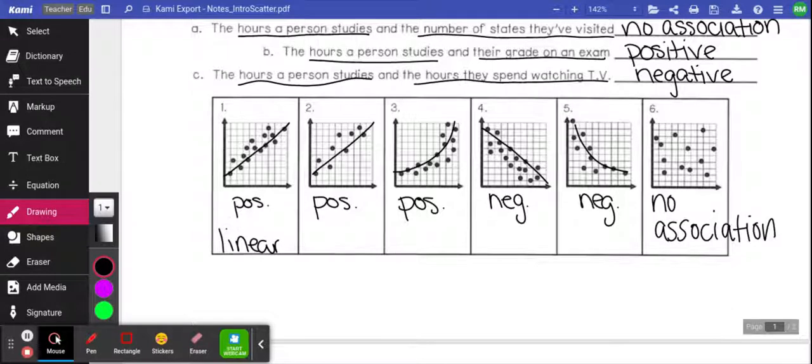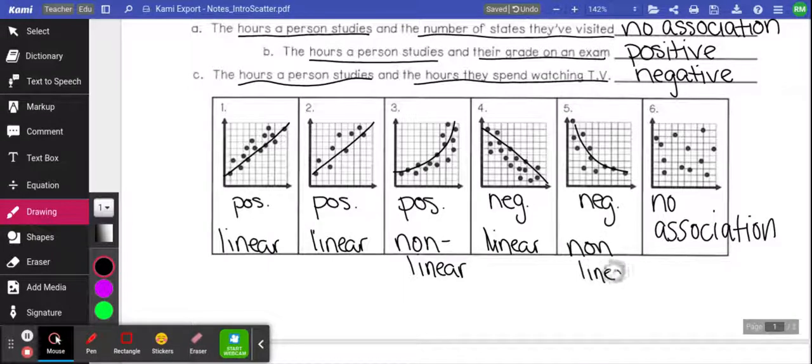Okay. And I drew the lines to kind of help determine. So number 2, linear. It's in a straight line. Notice how number 3 is kind of curved. So this is going to be non-linear. Sorry, we're running a little short on time, so we're going to go through this quick. This one is a negative and it's linear because it's that straight line. Number 5, it has a slight curve to it, so it is non-linear. And the last one we won't worry about. It just needs to be no association.